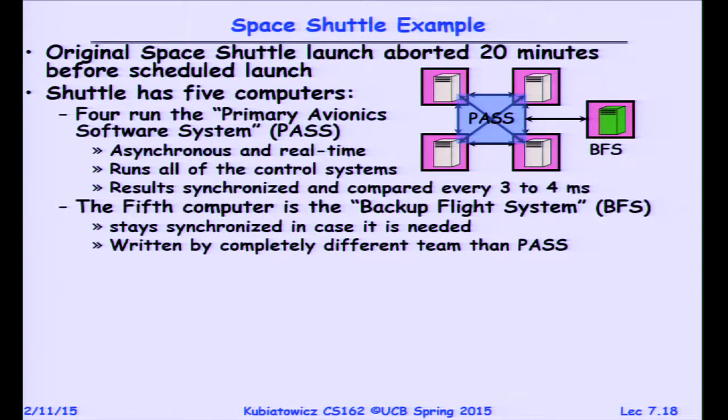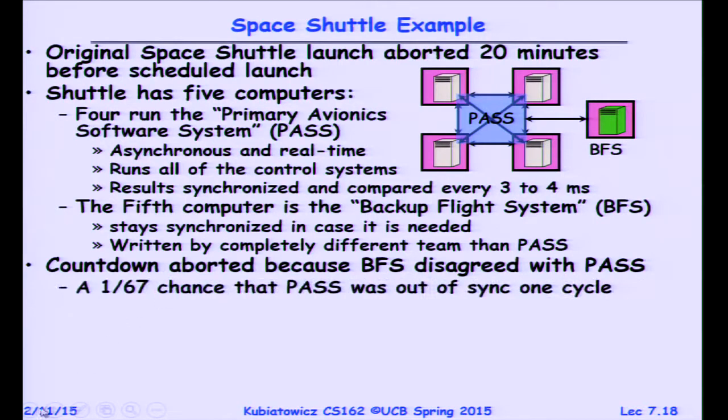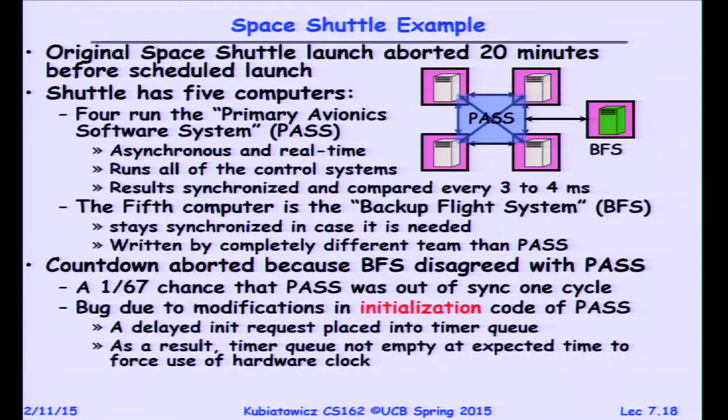And by the way, they did something called inversion programming, which meant that this was written by a completely different team than this, so they're really checking everything. And it turned out that the countdown was aborted because it said, oh, there's an error, we've got to stop. What was really going on was a race condition, and there was a 1 in 67 chance that the PASS system was out of sync one cycle with the BFS system. The bug was due to last-minute modifications in the initialization code, which nobody caught through simulation. It caused an abort, which cost zillions of dollars. It was basically the fact that there was a timer queue that wasn't quite empty at the expected time, and the net result was these 2 things didn't match, and it aborted the flight.